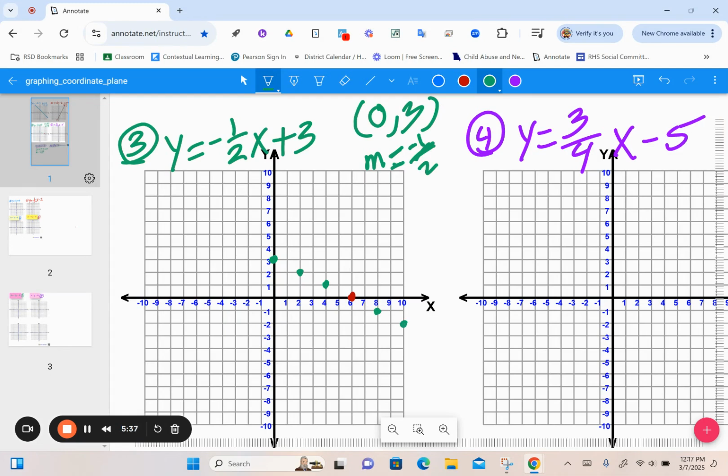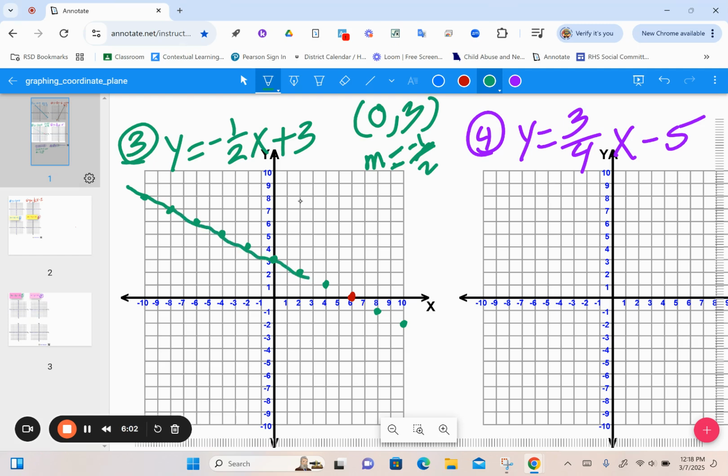You just go until you can't go anymore. So down 1, right 2, or up 1, left 2. Up 1, left 2. You could write the coordinates of these points if you want. You would see a pattern holding true, which would be great to do.